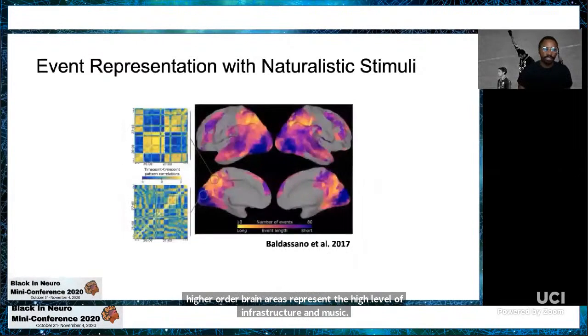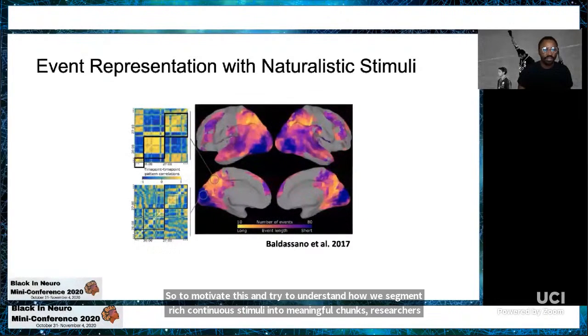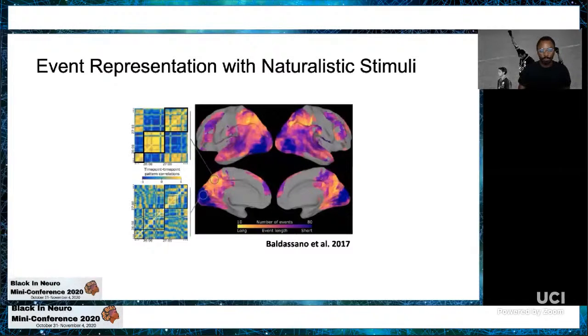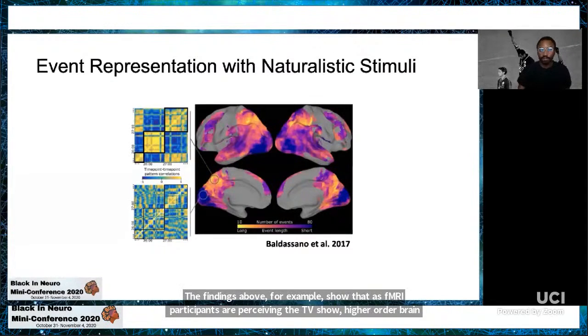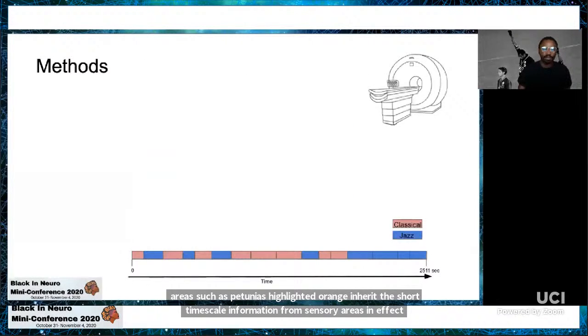The findings above, for example, show that as fMRI participants are perceiving a TV show, higher order brain areas, such as precuneus, highlighted in orange, inherit the short timescale information from sensory areas, in effect abstracting away from low-level features to form representations of high-level information, such as important scene changes within the episode. So this led me to ask whether these same higher order areas represent the high-level event structure in music.